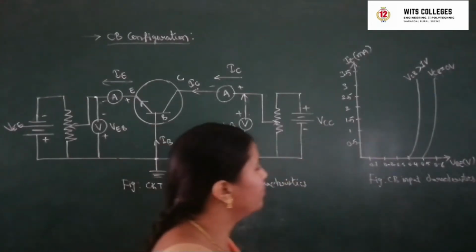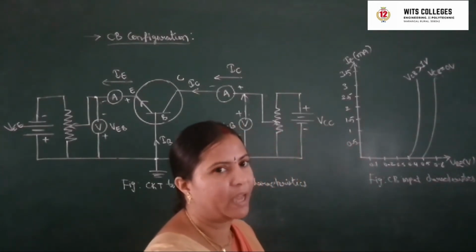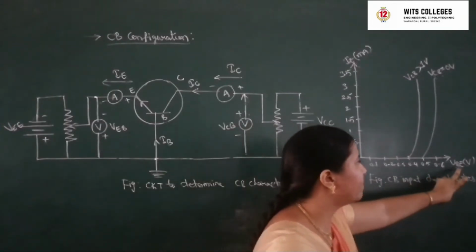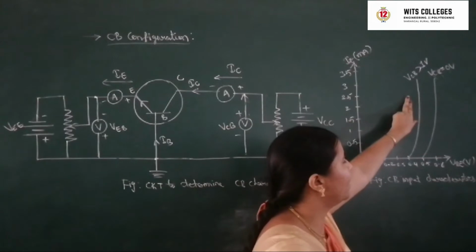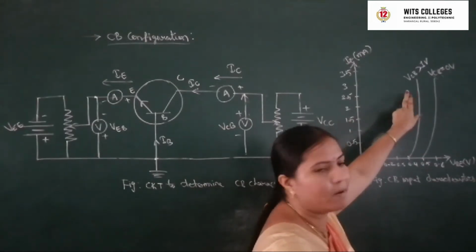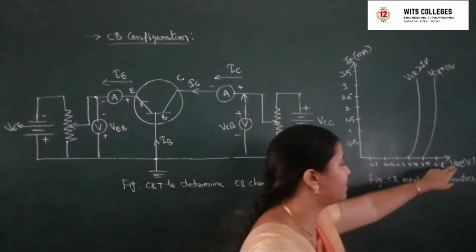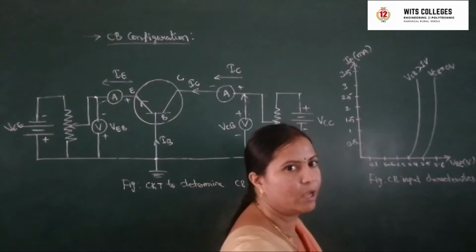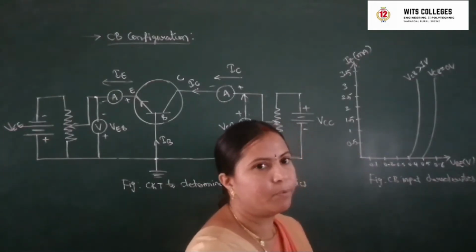Okay, coming to the input characteristics. CB input characteristics. What is the meaning of input characteristics here? Common base input characteristics: the curve between base emitter voltage and the emitter current with respect to the collector base power supply is known as input characteristics. The curve between base emitter voltage and emitter current at constant VCB, at constant collector to base voltage, is nothing but common base input characteristics.